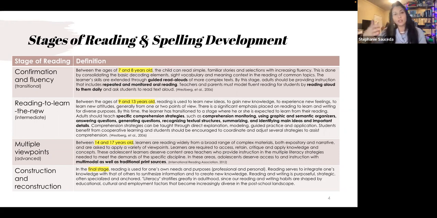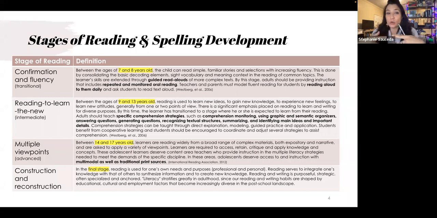And then you have this next area. But for us, in the science of teaching reading, it's the first two, the transitional and the intermediate, between 9 and 13. Reading is used to learn new ideas, to gain new knowledge, to experience new feelings, and to learn new attitudes from 2 points of view, with specific comprehension strategies.